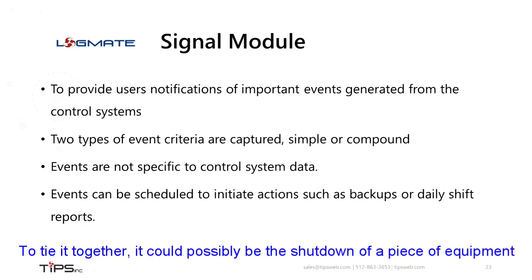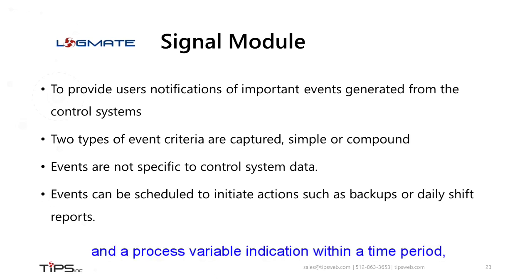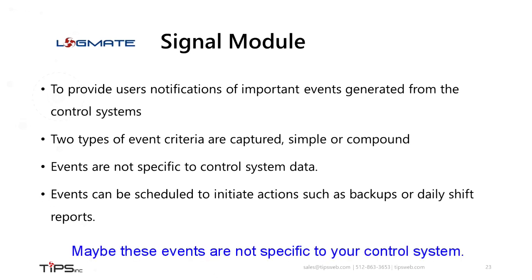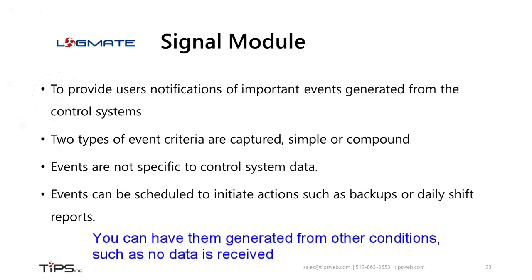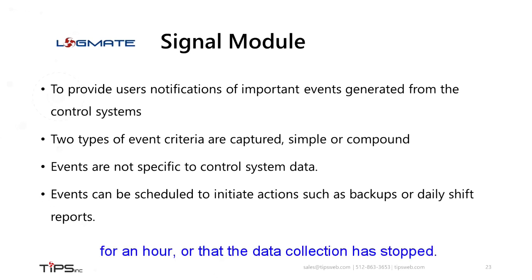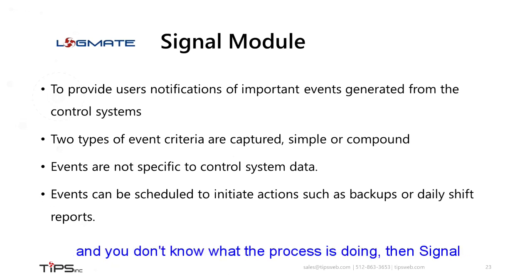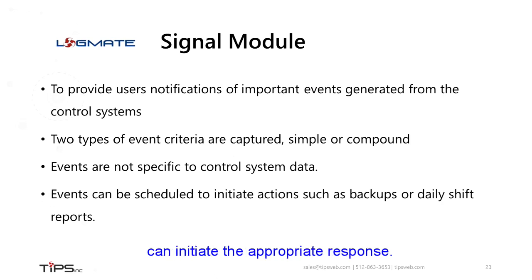It could possibly be the shutdown of a piece of equipment and a process variable indication within a time period, maybe 2 minutes, 5 minutes, whatever pertains to your process. Maybe these events are not specific to your control system. You can have them generated from other conditions, such as no data is received for an hour or that the data collection has stopped. So you can have a heartbeat set up so that if you lose communication and you don't know what the process is doing, then Signal can initiate the appropriate response.